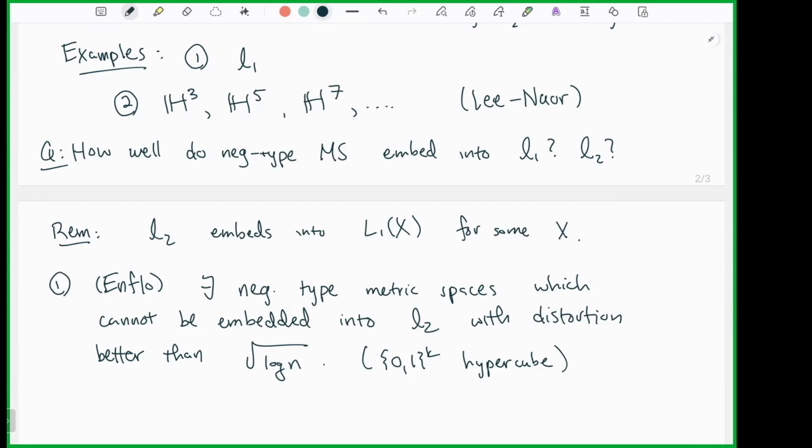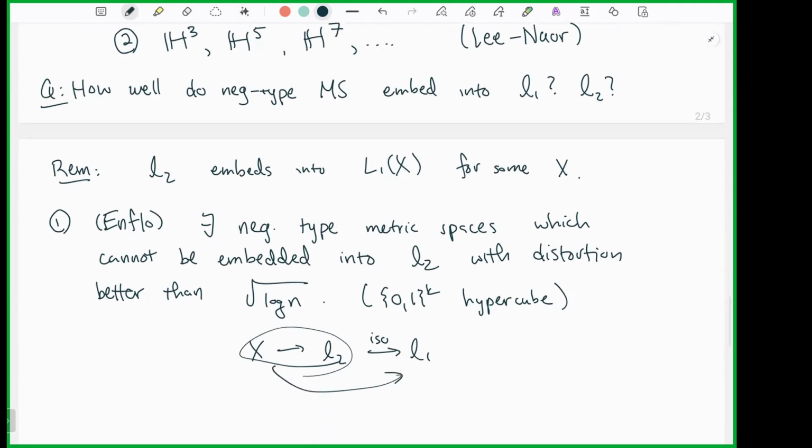I guess up until this point, though, for the computer science application, we care about embeddings into L1. So with Enflo's result, there's still a chance that negative type metric spaces can be embedded into L1 better than they can into L2. It's just that you can't do it by going through the embedding into L2 and then into L1. Even though we have an isometric embedding here, because of this hypercube example, this one can be as bad as root log n. So you might try to go directly into L1 instead, and hope for something better than root log n as the distortion. But Enflo's result was, I think, 1960s, 1970s.